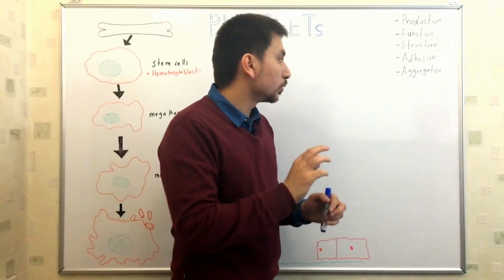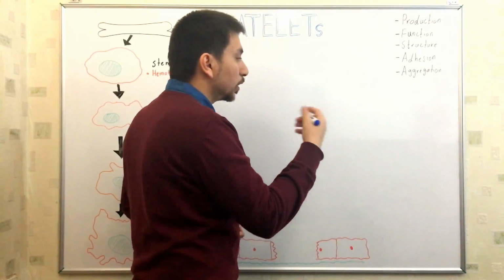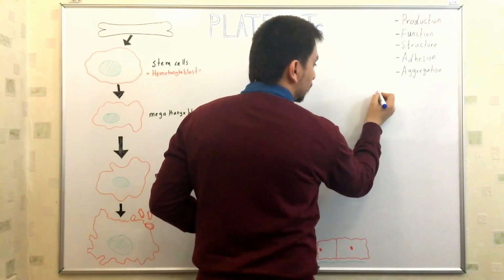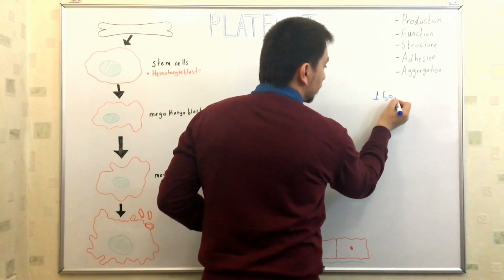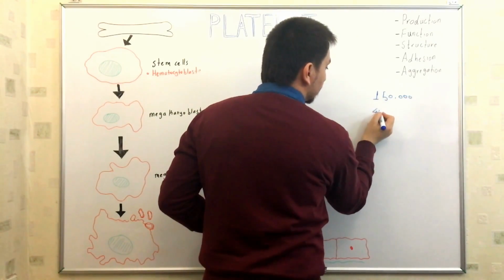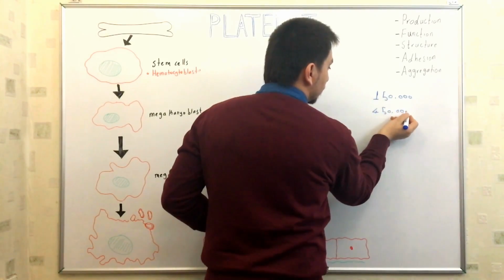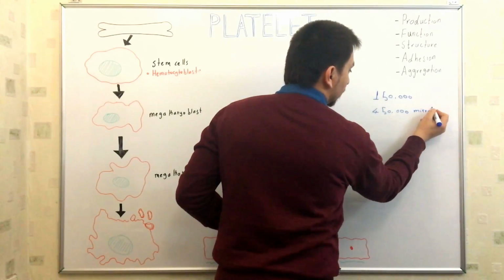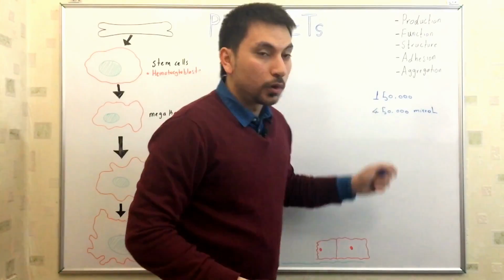This will bring us to an important piece of information, which is: what is the normal count of platelets? The normal count of platelets is between 150,000 to 450,000 per microliter. This is a normal count.